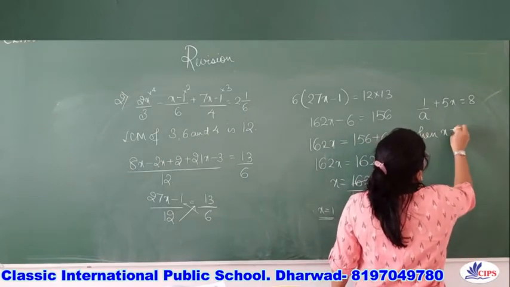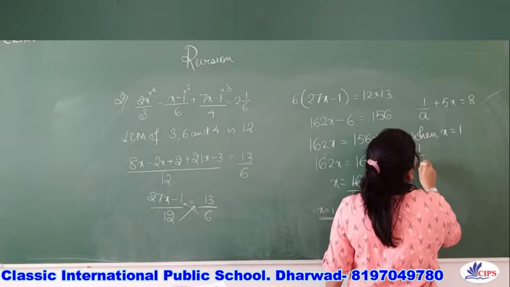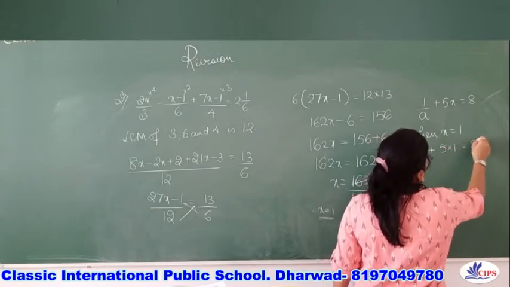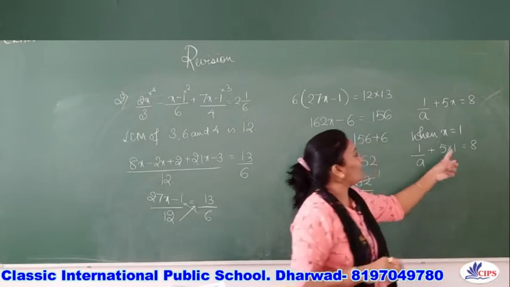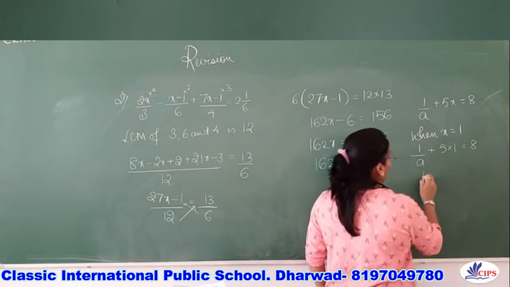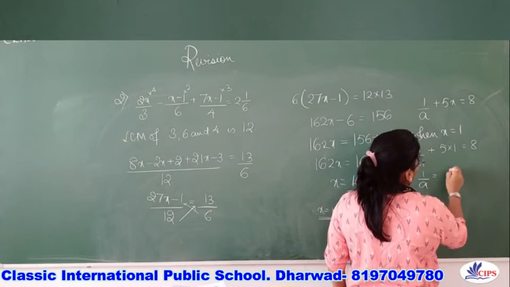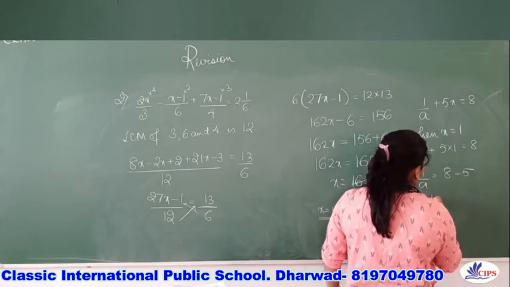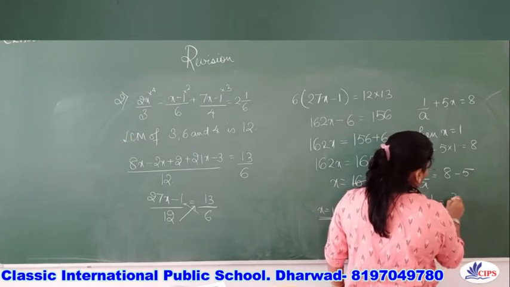So when x is equal to 1, your answer becomes like this: 1 by a plus 5 into 1 is equal to 8. So here I have substituted the value of x. So here we get 1 by a is equal to 8. This plus 5 I will shift that side, it becomes minus 5. So 1 by a is equal to 3.